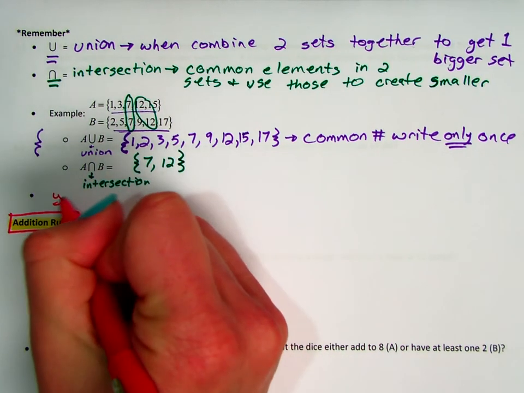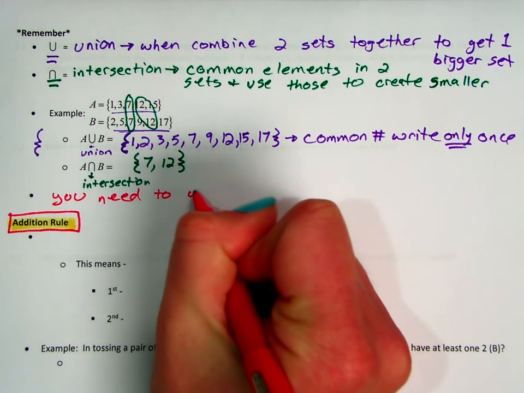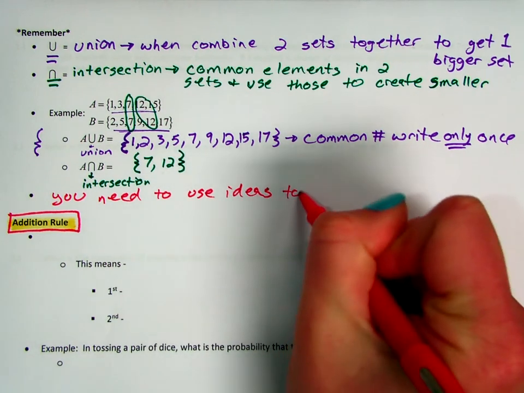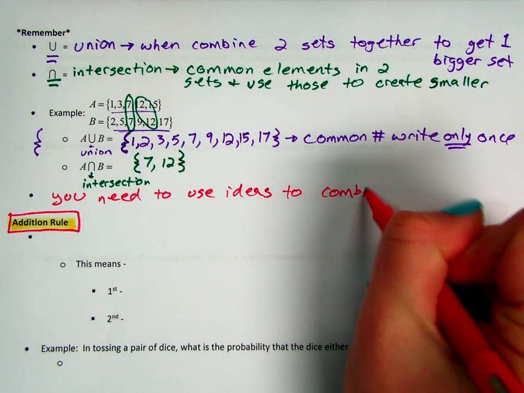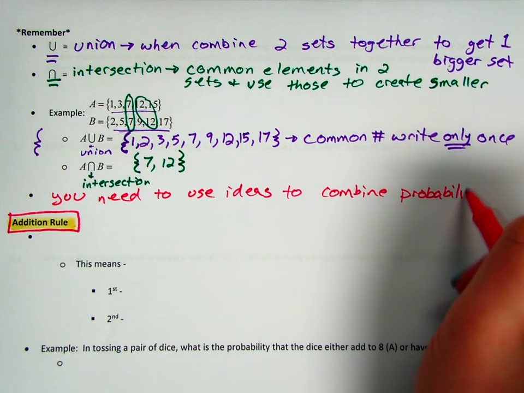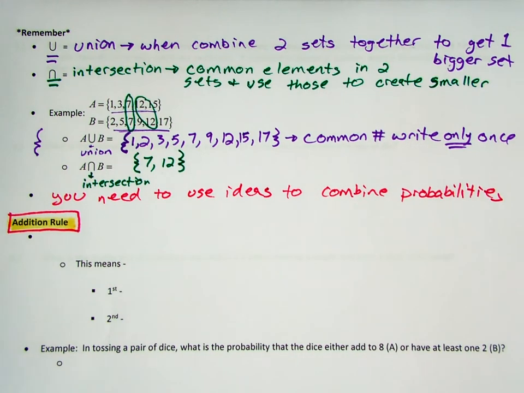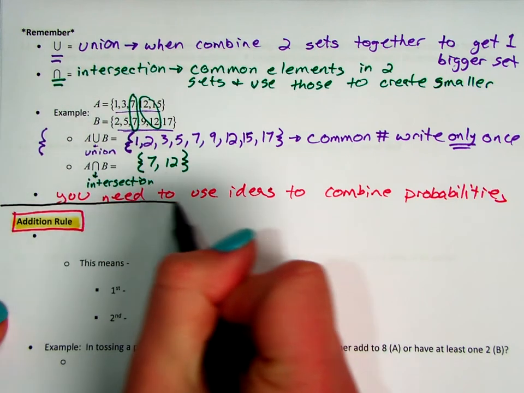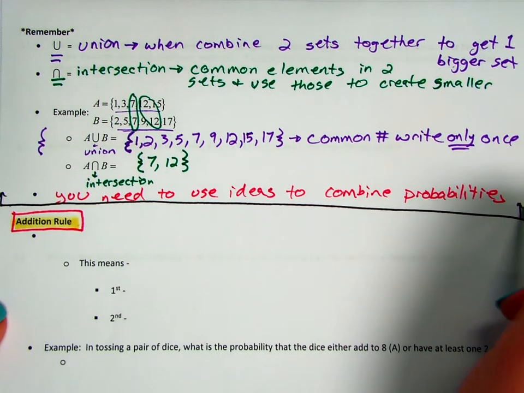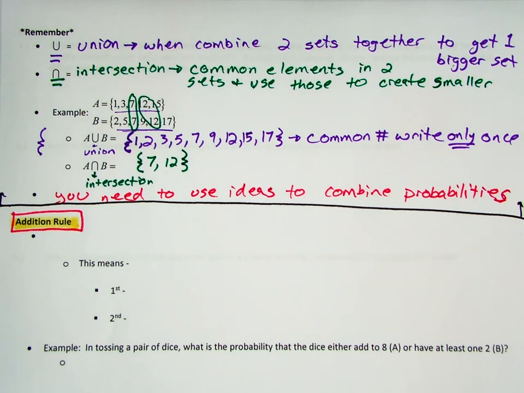So you need to use these ideas to combine probabilities, which is what the addition rule is all about. The addition rule is all about combining probabilities. So I'm going to make a line across here because this is all just the reminder stuff, and the bottom is all the new addition rule stuff.